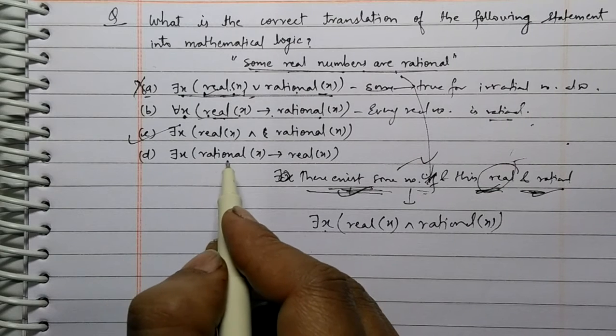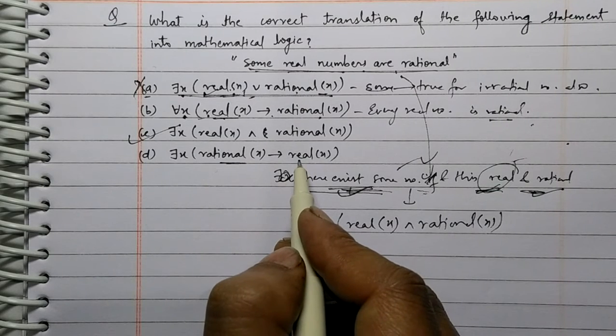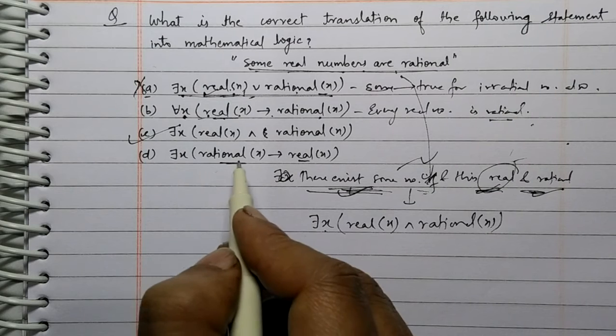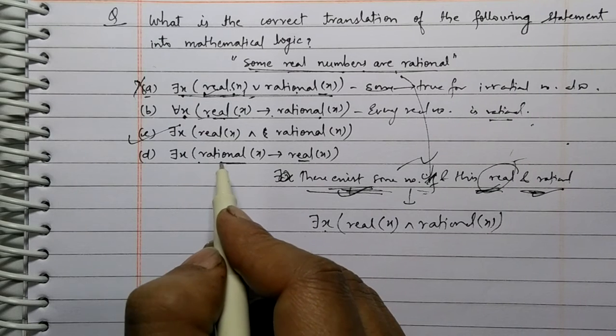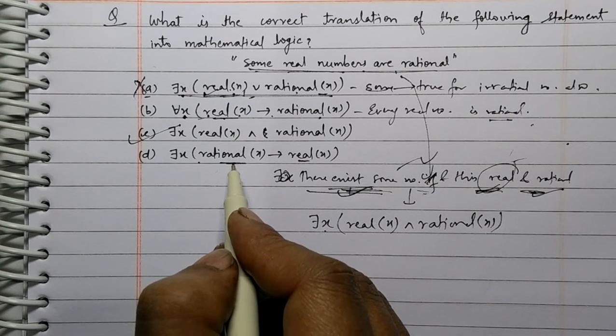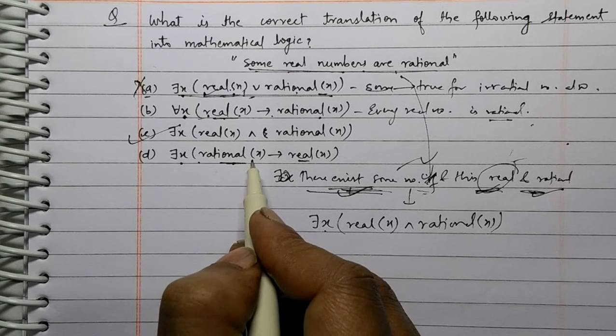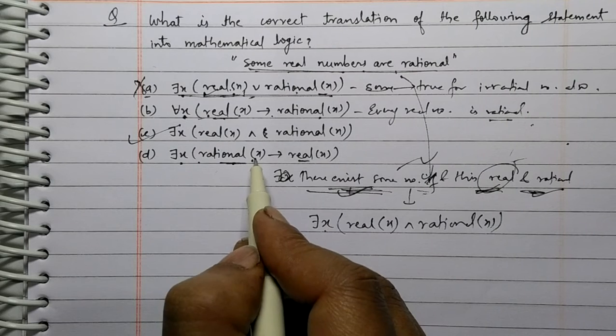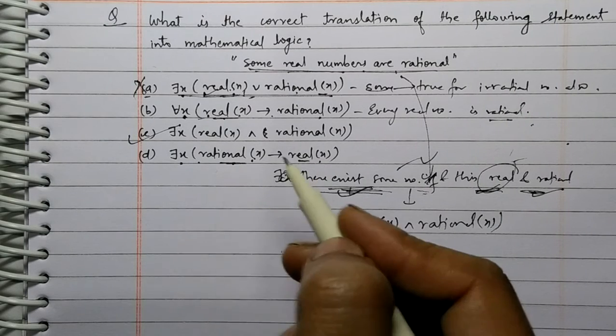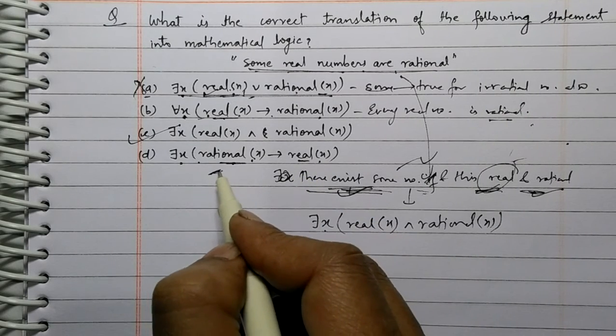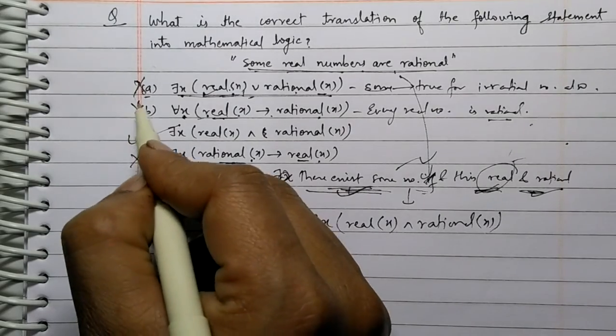Option number D, rational implies real. It says that some rational numbers, if there is a number x and it happens to be a rational, then it implies that this rational number is real. No, every rational number is real, not some rational number is real. So D is wrong, B is wrong.